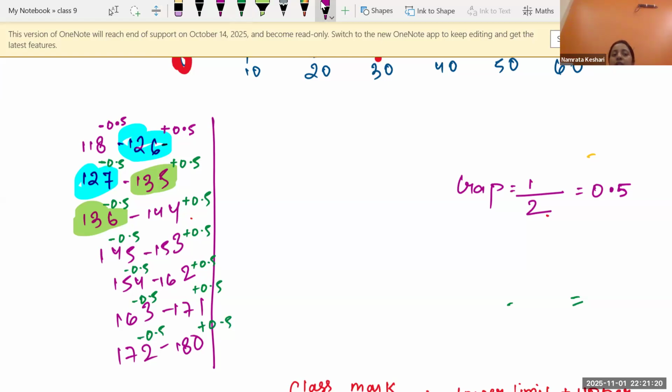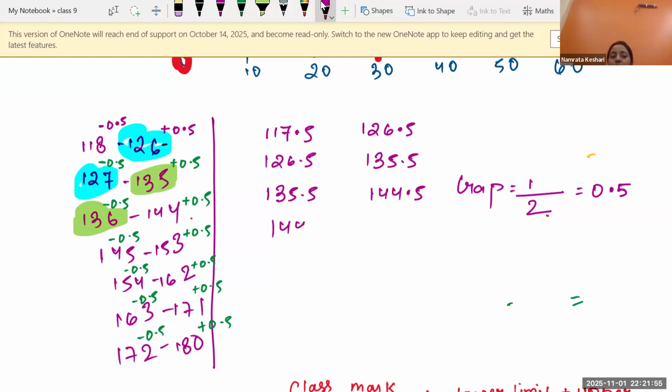You can see 118 minus 0.5 will be 117.5, and 126 plus 0.5 will be 126.5. Next, 127 minus 0.5 will be 126.5, and 135 plus 0.5 will be 135.5. Making sense? 136 minus 0.5 will be 135.5, and 144 plus 0.5 will be 144.5. 145 minus 0.5 will be 144.5, and there 153.5. Here 153.5, here 162.5.